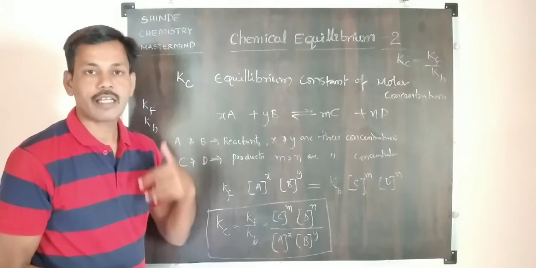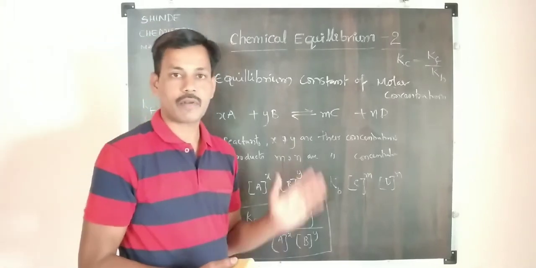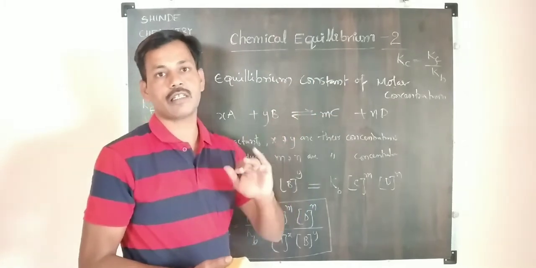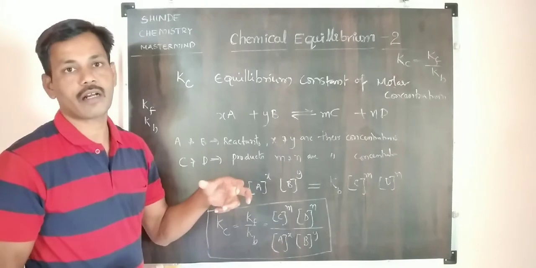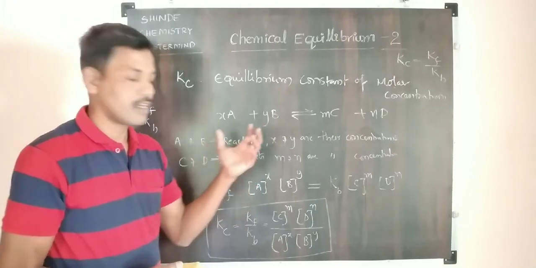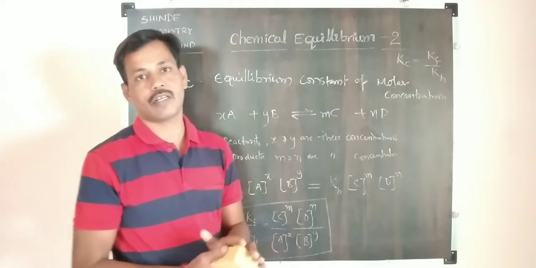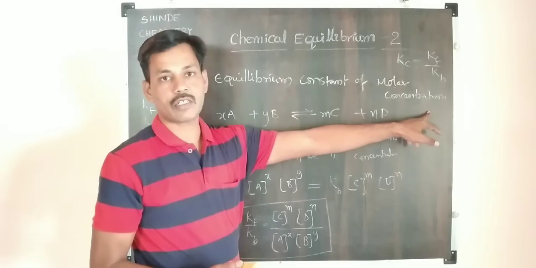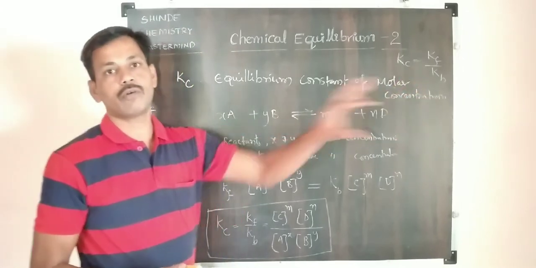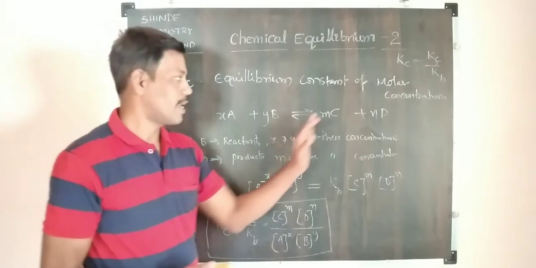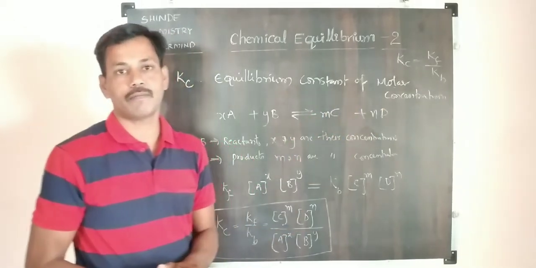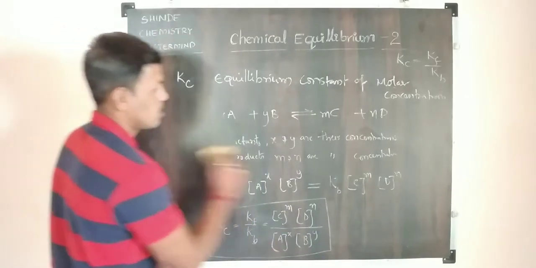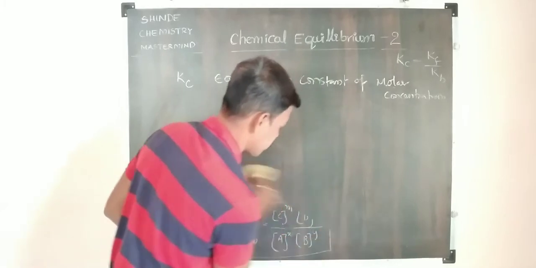If we increase the molar concentration of reactants, in the forward reaction the product concentration increases, and if we increase the product concentration, the reaction proceeds in the backward or reverse direction. So the equilibrium constant of molar concentration is directly proportional to the rate of reaction. Fine. So this is one of the mathematical derivations. So let's go to an example here.